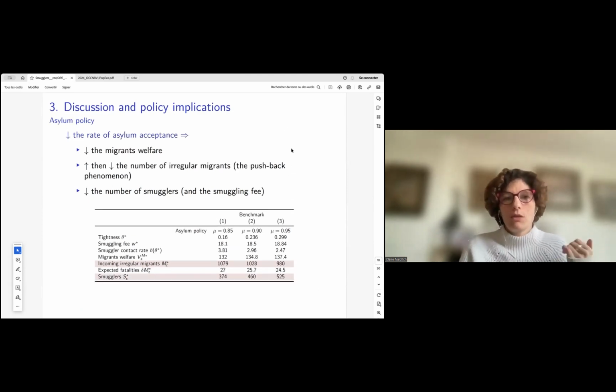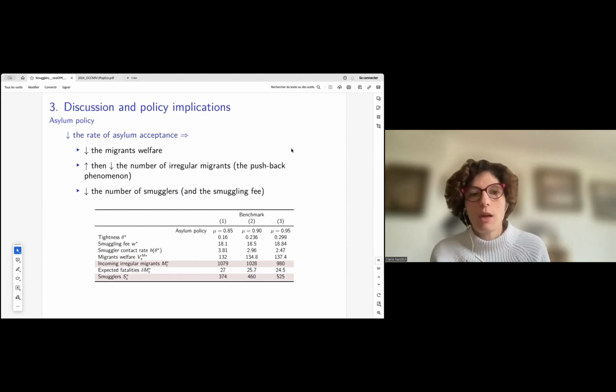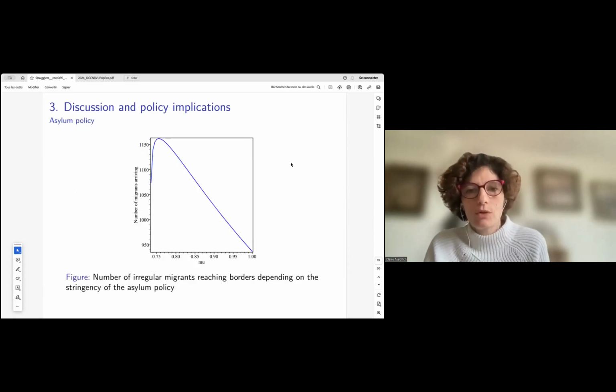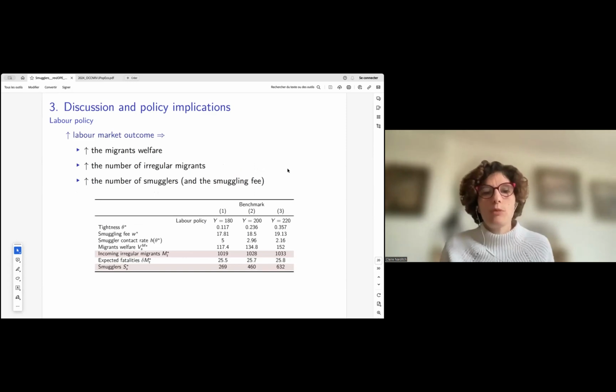Now, if you use the asylum policy, if you decrease the rate of asylum acceptance, which is a bit what Europe is doing these days, you will, of course, decrease the migrants' welfare. But depending on the level you choose, you may increase or decrease the number of irregular migrants. And this will always decrease the number of smugglers. So here's basically what's happening with the asylum policy. If you decrease the number of accepted people, you have this curve to represent what's happening to the number of migrants.